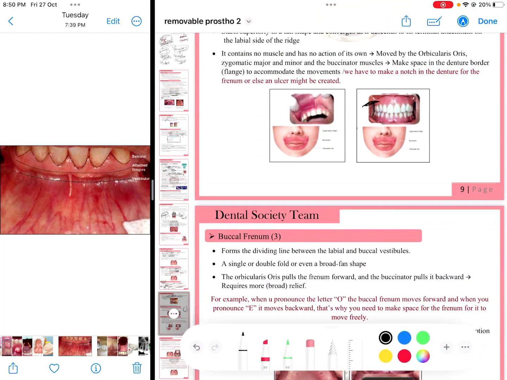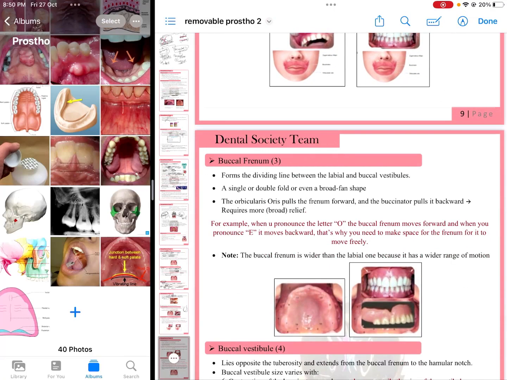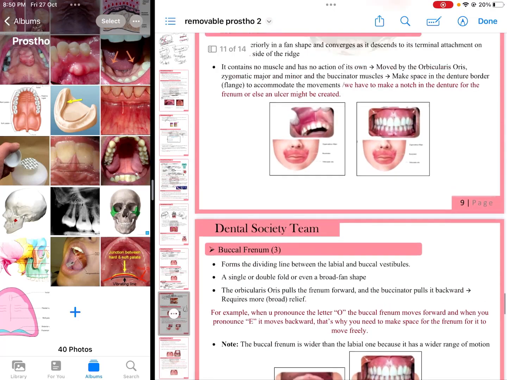Look, this is the buccal vestibule. This is a buccal vestibule. This is the labial: we have here right labial, left labial, and all of this is the labial. It ends here. Okay, this is the labial vestibule. Now, what is the labial frenum?